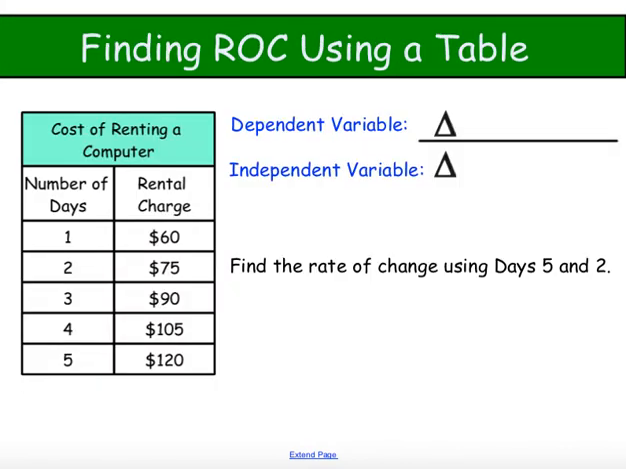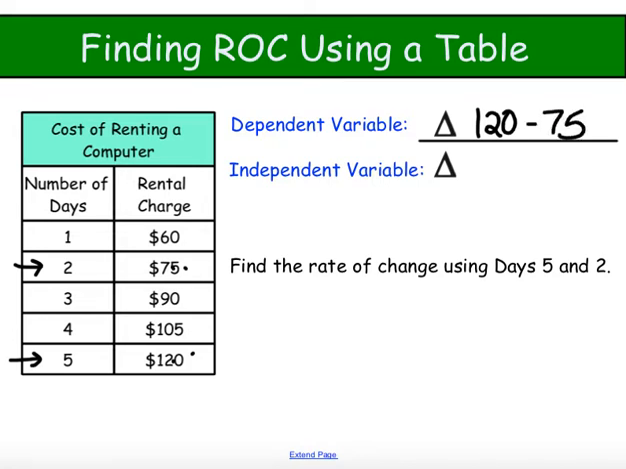So in this one, if we are using this table and we want to find the rate of change using day 5 and using day 2, we need to find the change in the dependent variable over the change in the independent. So we're going to start with our dependent variable, our y's, and so we're going to say, okay, well, from 75 to 120, I want to find that change, so I'm going to find the difference between 120 and 75.